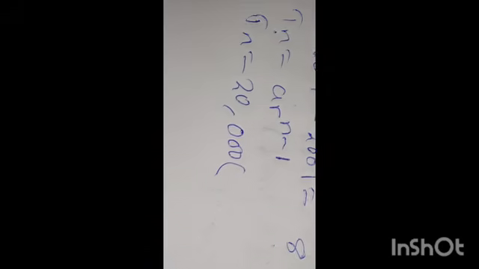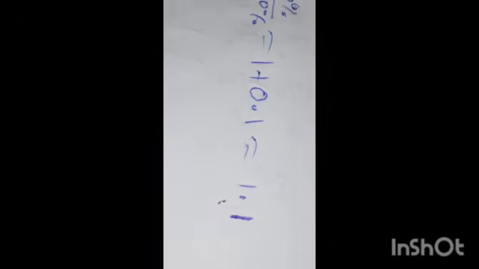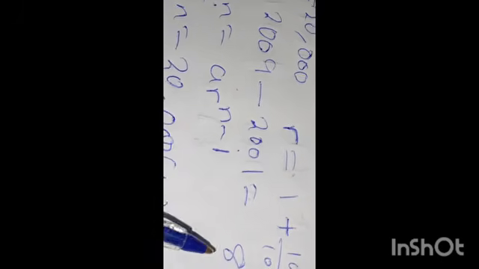Our r is given by 1.1, so we have 1.1 to the power n. So what is our n? Our n is 209 minus 201, which gives 8. Since our 8 is not our n, we're going to say 8 plus 1, which will give us 9.